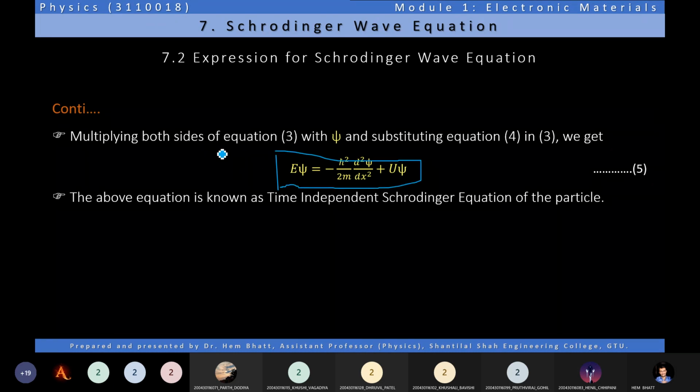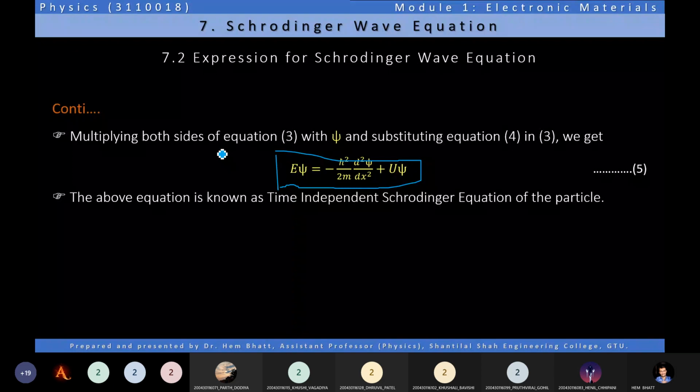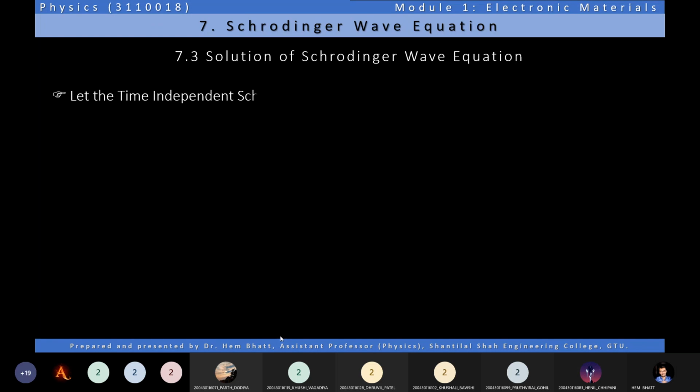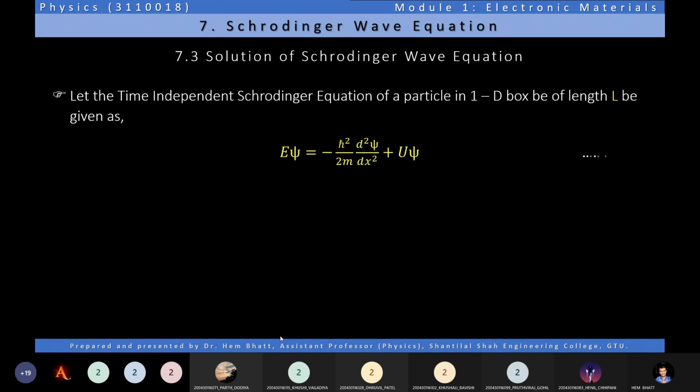So this is the end of the second topic of the day: derive the Schrodinger equation. This is Schrodinger's wave equation. Now get the solution of the Schrodinger wave equation. Third topic: how to arrive at the solution of the Schrodinger wave equation. Let the time independent Schrodinger equation be in one dimension; assume the electron is on a string of length L. Then its equation is this, which we had derived just now.